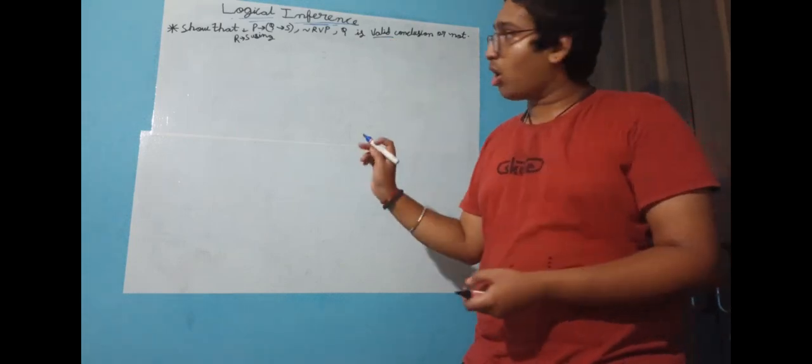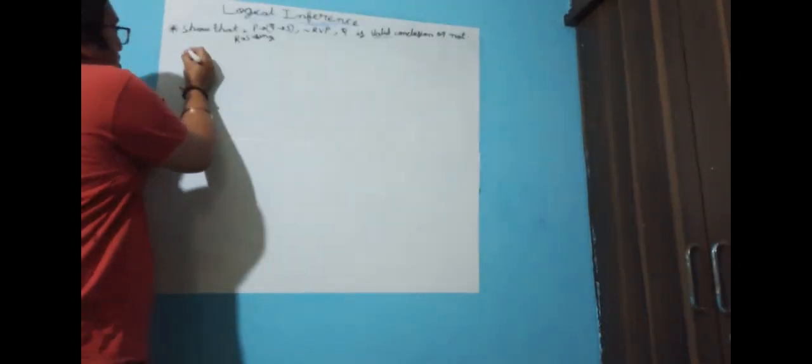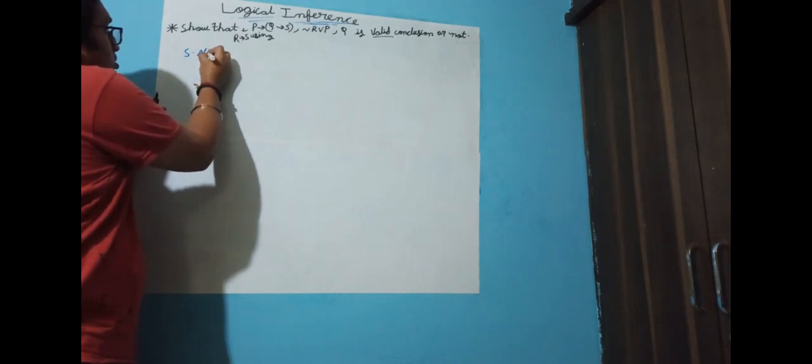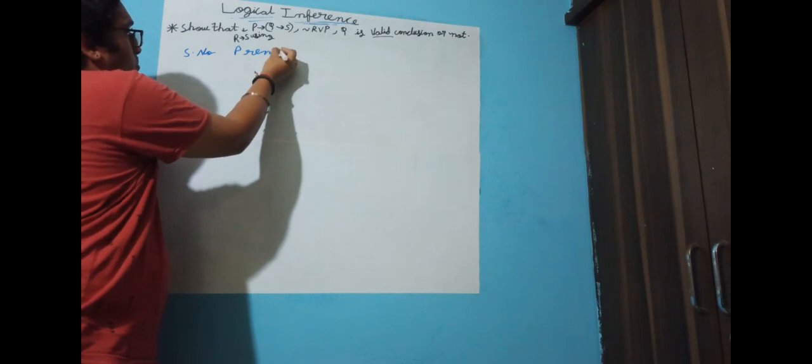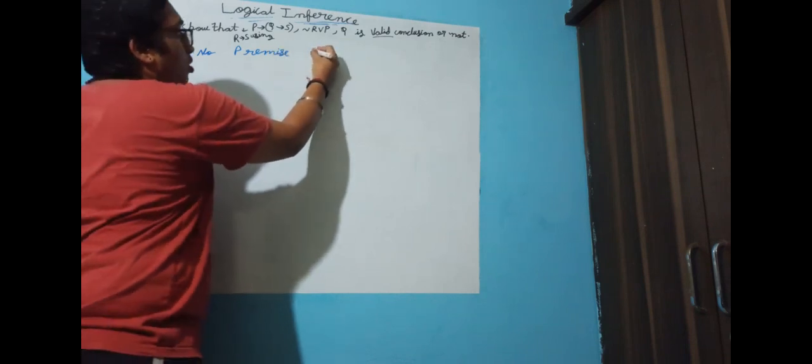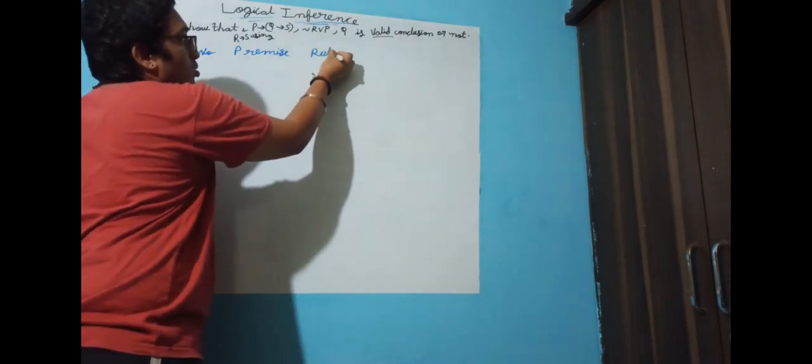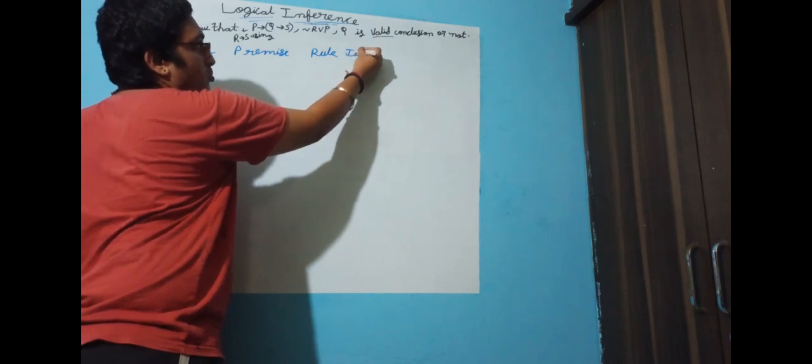Now similarly draw the table. Serial number, premise, rule, justification.